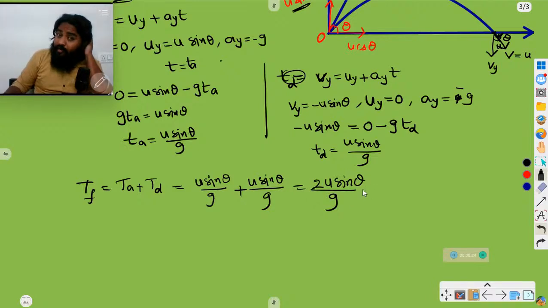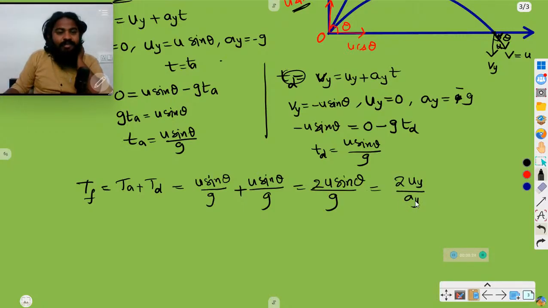And one more formula we can also remember here: 2 times velocity along the y-axis divided by acceleration along the y-axis. This is also a very important formula, right? It will be used in the future. I'll tell you where it will be used. Okay, clear? Now this is about tf. Next, time of flight we have decided, right?